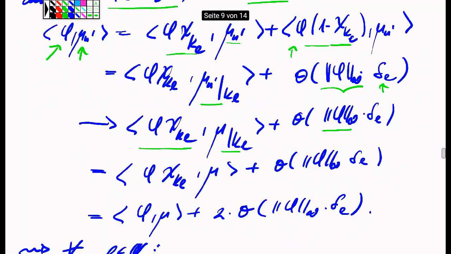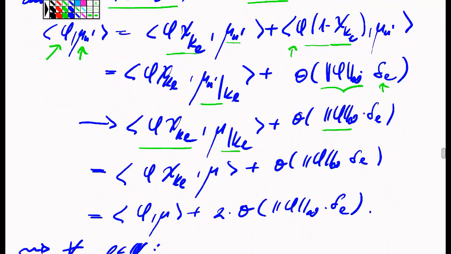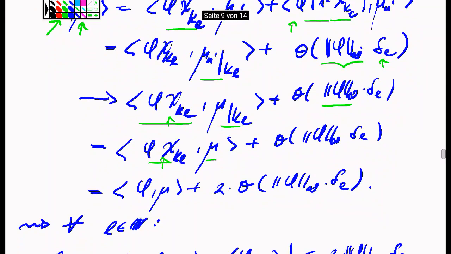This term remains unchanged. And again, we can write this by the definition of the measure mu. We can write this integral of the indicator function multiplied with phi as just an integral with respect to the full measure mu, which we had defined above. There's just a rewriting there.